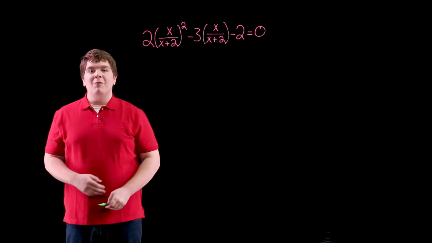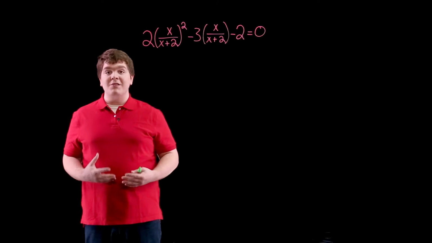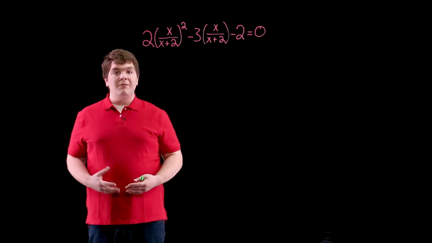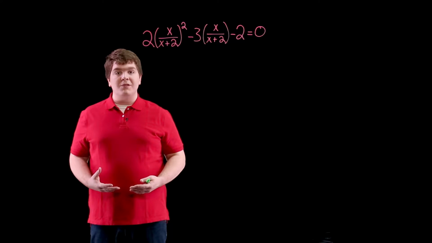Hello, my name's Gabe. For this problem, we're asked to solve the equation 2 times the quantity x divided by x plus 2 squared, minus 3 times x divided by x plus 2, minus 2 equals 0.